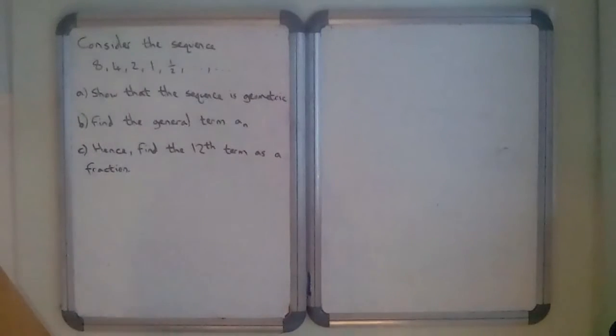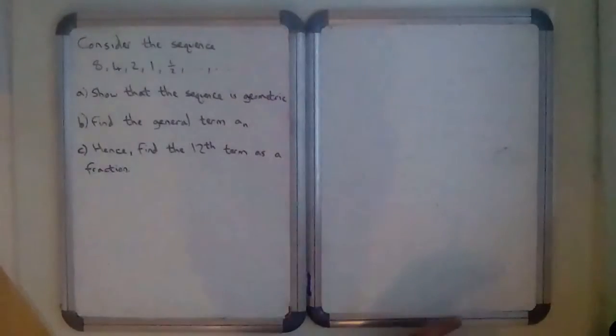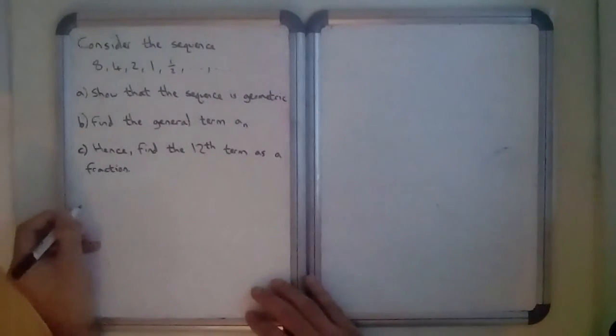Consider the sequence 8, 4, 2, 1, a half, and so on and so on. Part A, show that the sequence is geometric. Part B, find the general term. And part C, hence, find the 12th term as a fraction. So show that it's geometric.